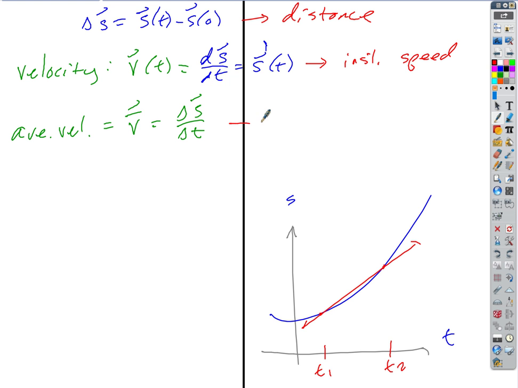Okay, this is something that I'm definitely going to talk more about. What's the scalar equivalent of average velocity?